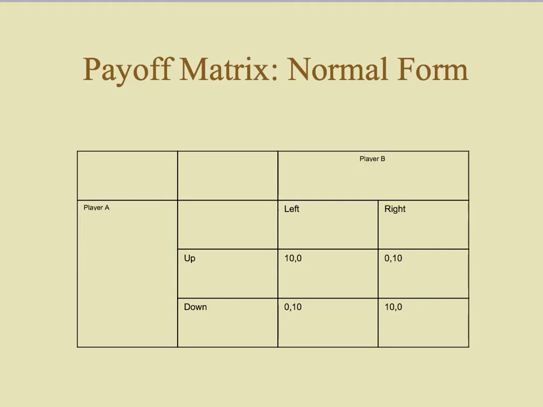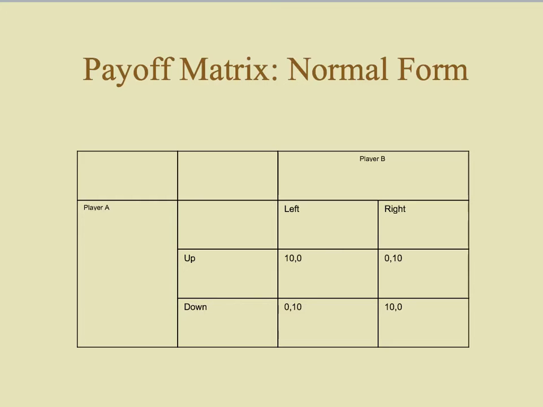What we have here is player A's payoffs are listed first. So in this outcome, if we played up and left, player A would get a payoff of 10, and player B would get a payoff of 0. The same is true for the rest of the matrix. So if we were in the down row and the right column, player A would get a payoff of 10 and player B would get a payoff of 0. Or if we were in the left column and the down row, player A would get a payoff of 0 and player B would get a payoff of 10. That's how you interpret the basic payoff matrix of a normal form game.